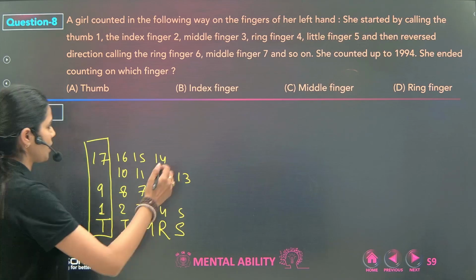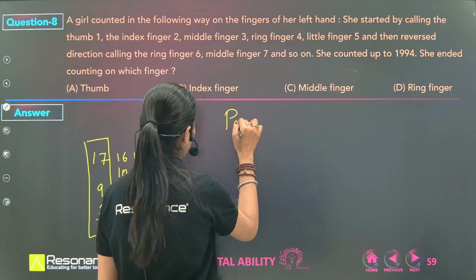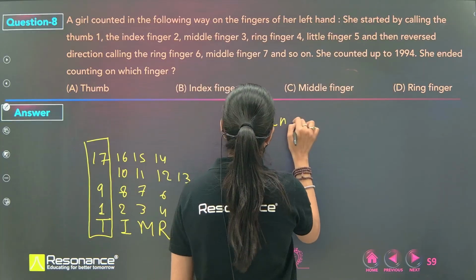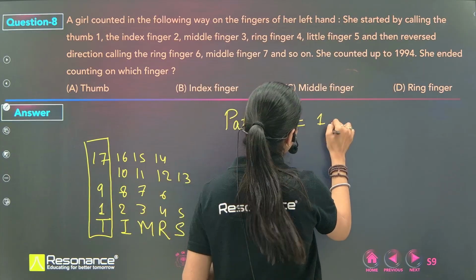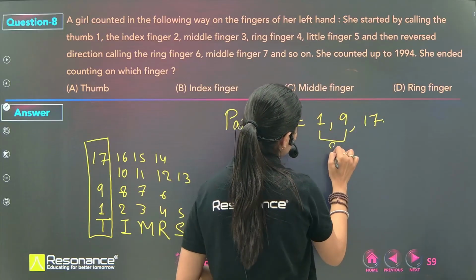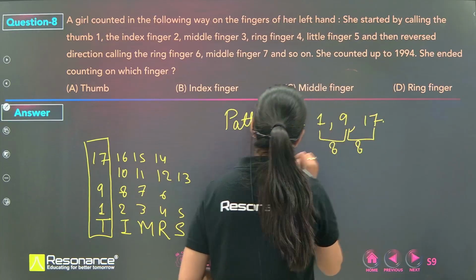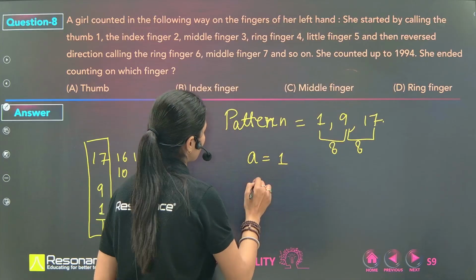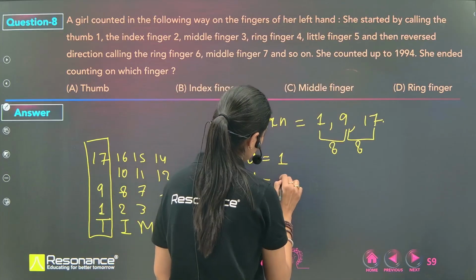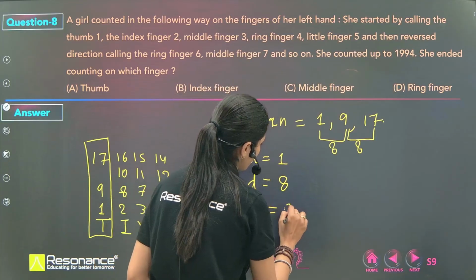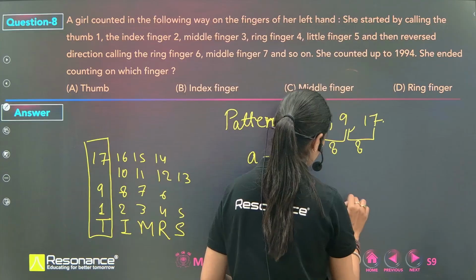The pattern which is forming on the thumb is actually 1, 9, 17. If we see, the difference is coming out to be 8. So what is the first term? First term is 1, and the difference is 8. So what will be the nth term? The nth term will be a plus (n minus 1) d.